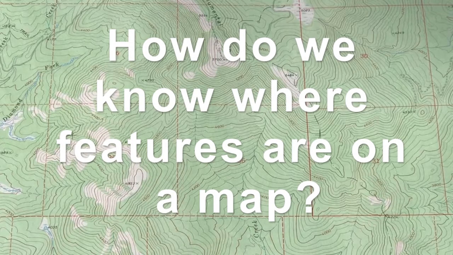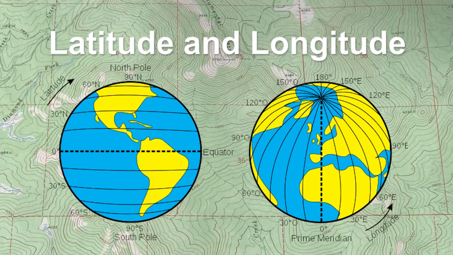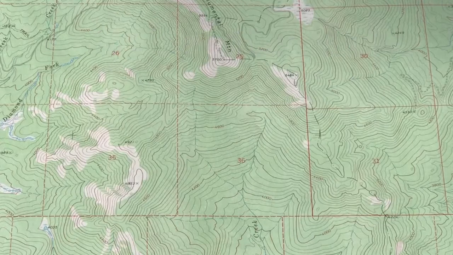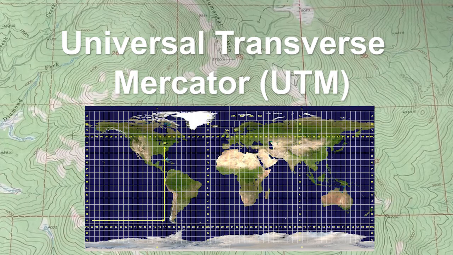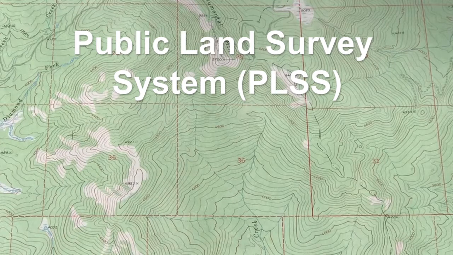There are three main systems to tell us where we are on the Earth's surface. We have latitude and longitude, which is old school and has been around for many, many years. We have UTM, which is often used by military and international agencies because it's based on the metric system. Here in the United States, we use the Public Land Survey System.